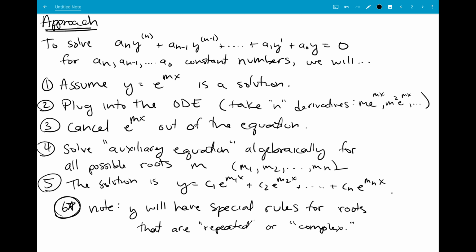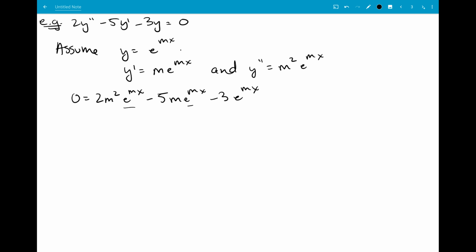And so then I said that the next step is going to be to cancel e to the mx out of the equation. I note that e to the mx is in each term, so I can just factor it out. It's going to be a recurring theme here, so I wrote it right there. So I've got 2m squared minus 5m minus 3, times e to the mx. And once I've factored out that e to the mx, I don't have to worry about it anymore. I could divide it through and it would go away.